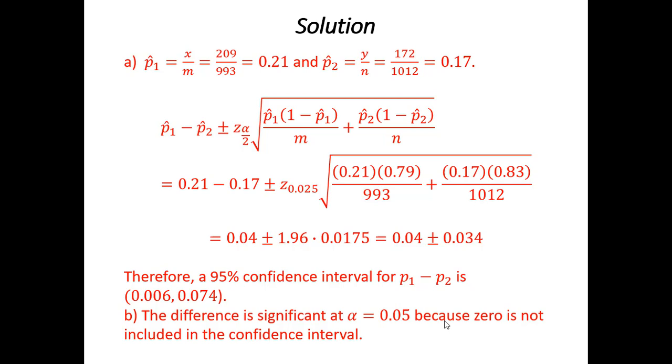Remember the null hypothesis would be p1 hat minus p2 hat is equal to 0. The alternative would be either p1 hat minus p2 hat is not equal to 0 or is greater than 0, if you wanted to think in terms of the smoker incidence rate being greater than the non-smoker rate. So we can examine this confidence interval and observe that 0 is not in the confidence interval. And from that, we could conclude that the difference is significant at this alpha equals 0.05 level.